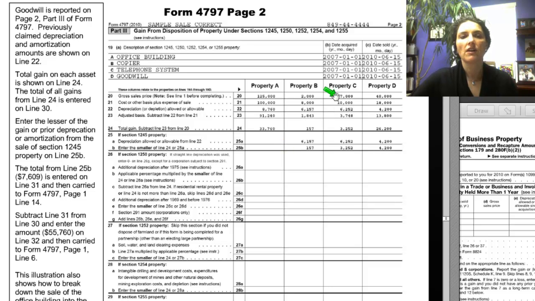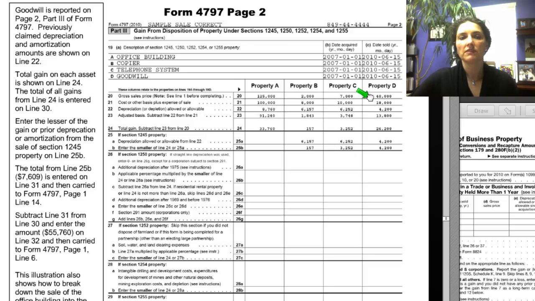Gross sales price on the telephone system is $7,000. The original cost was $10,000, but we claimed $6,252 of depreciation, leaving us an adjusted basis of $3,748 and a profit of $3,252. How much of the profit from the sale is due to recaptured depreciation? Well, all of it. So we're going to carry that amount to line 25B.